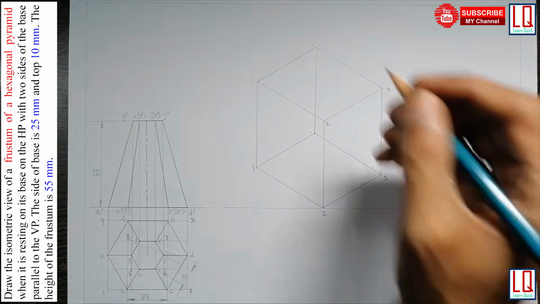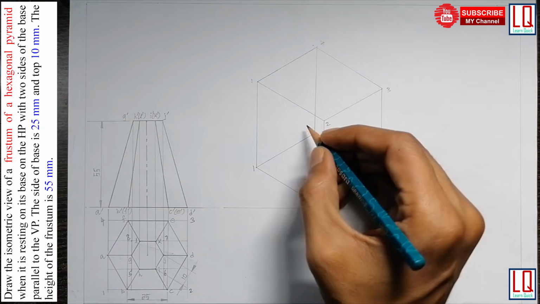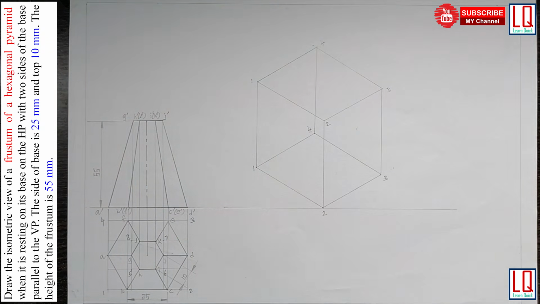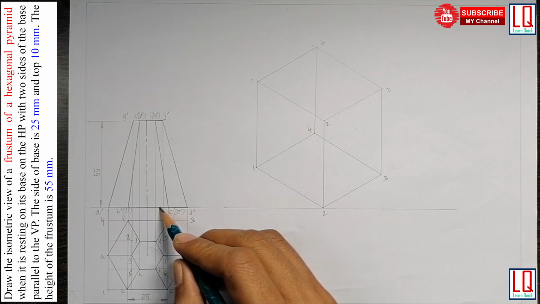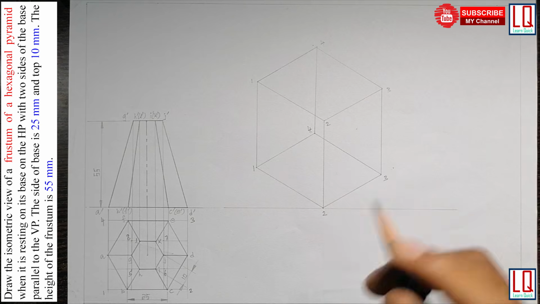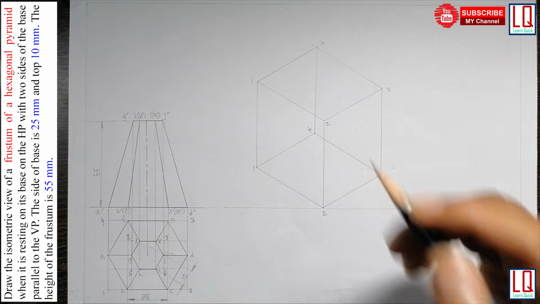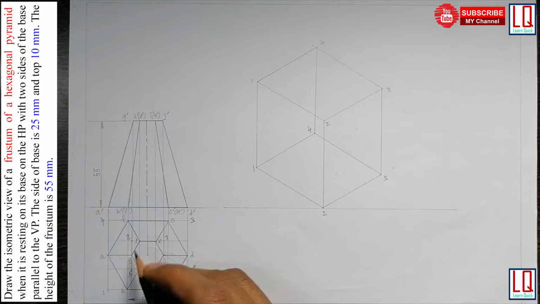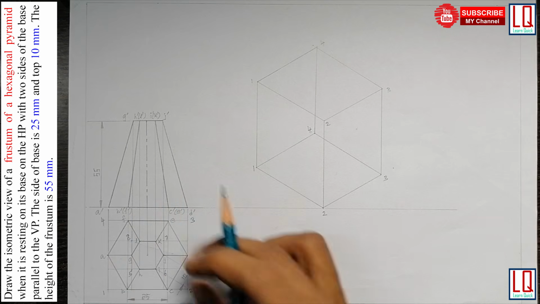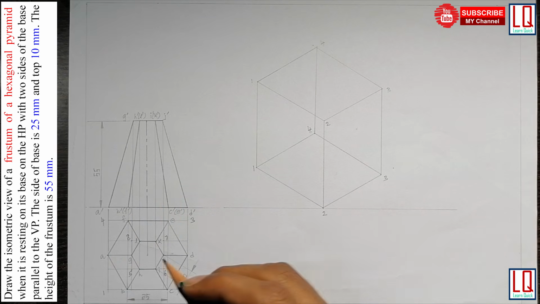So now name this corner as 4, and in the base again 4. Now from this default position I can understand the big hexagon is lying in the bottom plane, whereas the small hexagon is lying in the top plane. So to draw the small hexagon, I need to position the 4 lines which is positioned inside the big hexagon. So first I will locate the points 5, 6, 7 and 8, so in the top plane.